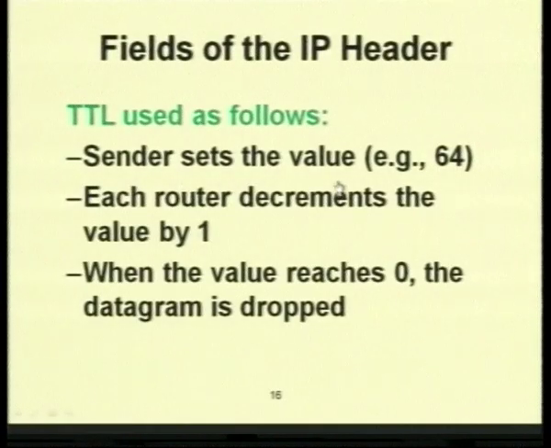So, this is how the TTL is used. Your sender sets the value, say, to 64, and each router decrements the value by 1. When the value reaches 0, the datagram is dropped. Essentially, what we are saying is that 64 hops is what it is allowed to go through in the network. If it goes more than 64 hops, we will drop it.